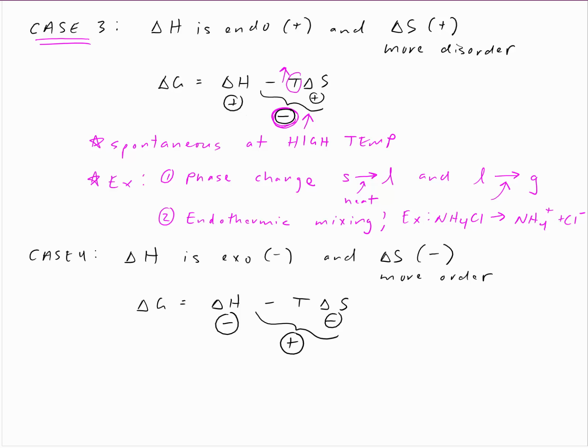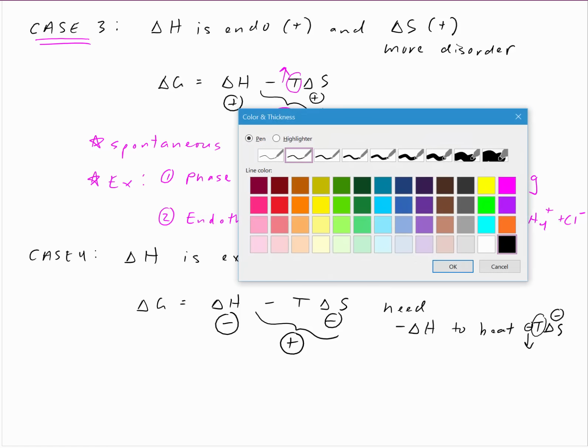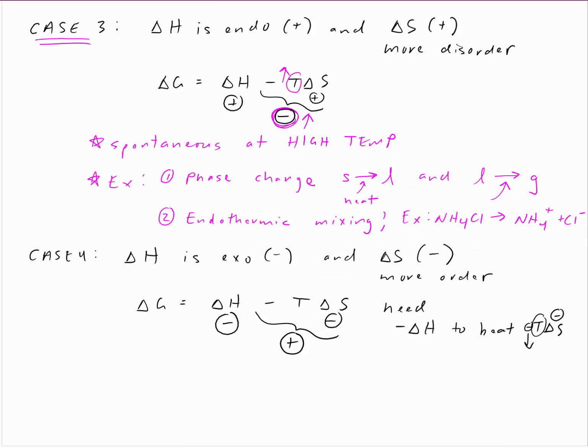Okay, so now we need the negative delta H to beat the T delta S term. Since this is negative and this is negative, so the positive delta S term. So when would this beat the positive delta S term? At low temperatures. So this will be spontaneous at low temperatures.